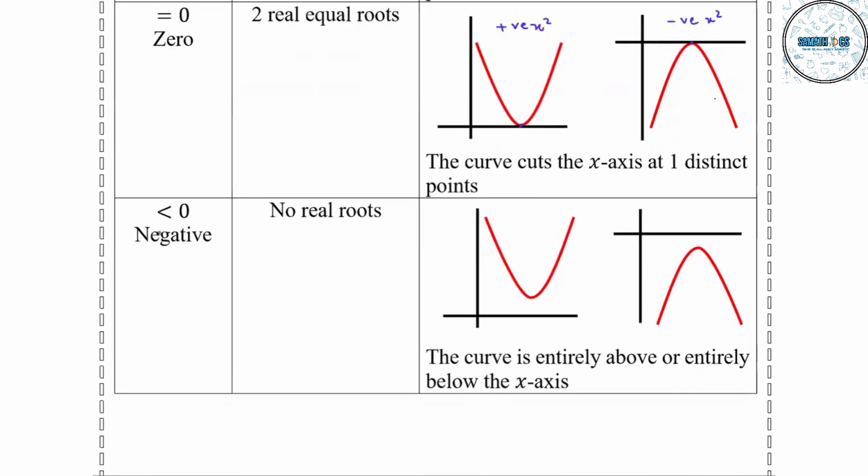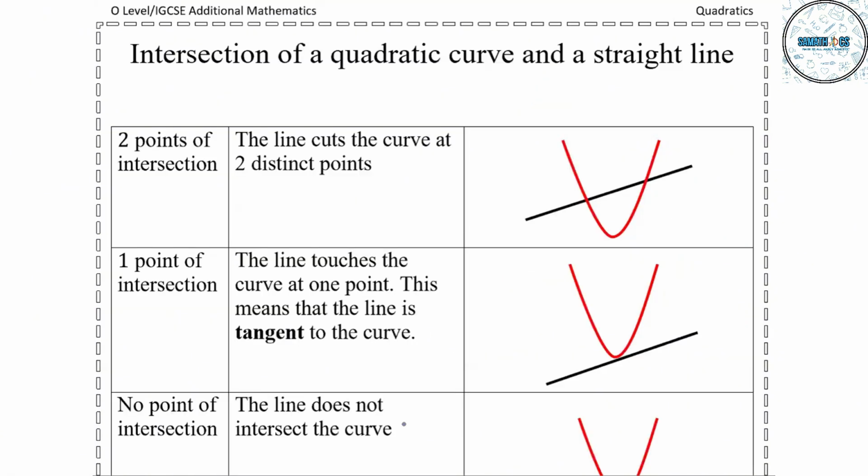When b squared minus 4ac is less than 0, meaning negative, there are no real roots and the curve lies entirely above the x-axis or below the x-axis. You can see here, when the coefficient of x squared is positive, the curve is a minimum curve and it lies above the x-axis. Where the coefficient of x squared is negative, the curve is a maximum curve and it lies below the x-axis. Now we'll do the intersection of a quadratic curve and a straight line.